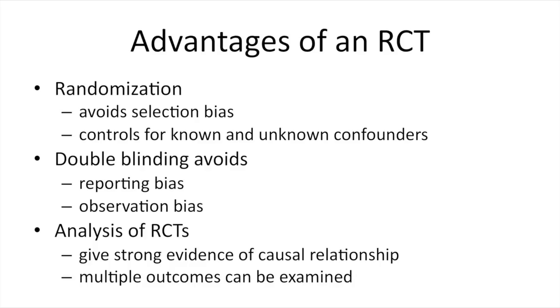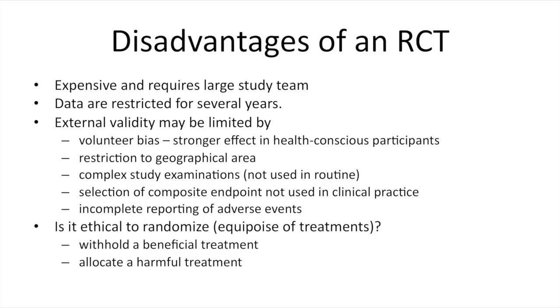Let me summarize the advantages and then also the disadvantages of a randomized controlled trial. The advantages is randomization avoids selection bias and controls for known and unknown confounders. Double blinding avoids reporting bias and observation bias. And the analysis of randomized controlled trials gives strong evidence of a causal relationship and multiple outcomes can be examined. The disadvantages of a randomized controlled trial, they are expensive and require a large study team, data restricted for several years because the study usually needs very long time. External validity may be limited.